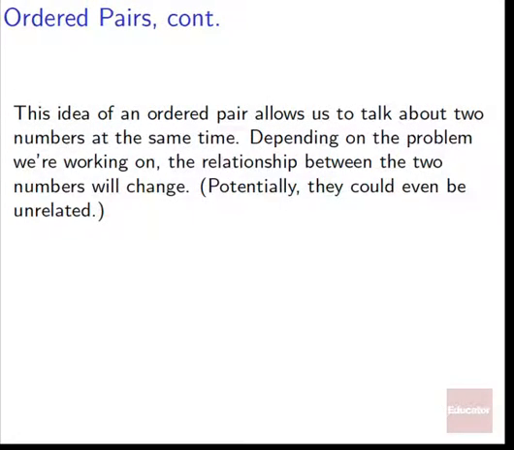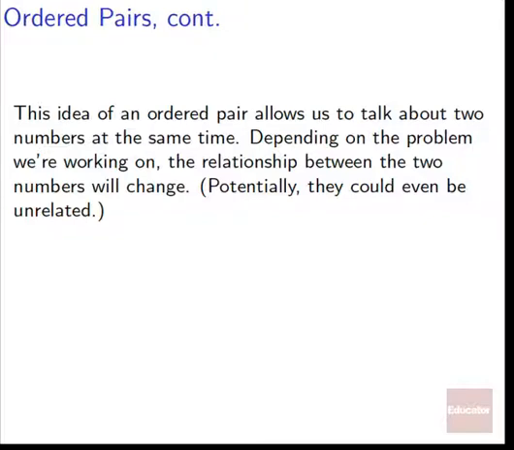So this idea of an ordered pair allows us to talk about two numbers at the same time. Depending on the problem that we're working on, the relationship between the two numbers will change. So, in one problem, the relationship might be dogs and cats. In another problem, it might be the height of a ball and how many seconds we've gone in time. And in another problem, it might be the number of houses bought in a certain span of time and the cost of all of those houses together. So it's going to be totally different from problem to problem.